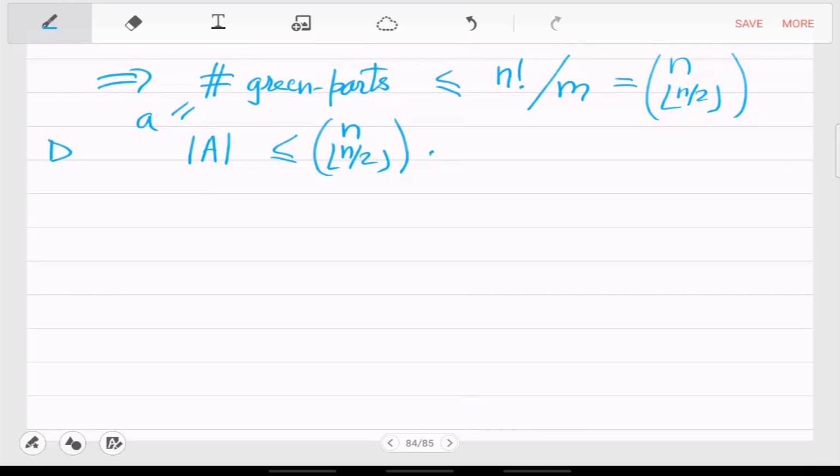You have shown that each green part is large. I mean, it is at least m large. So you get n factorial by m as the count, which A is less than or equal to.